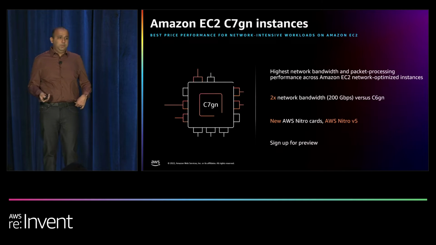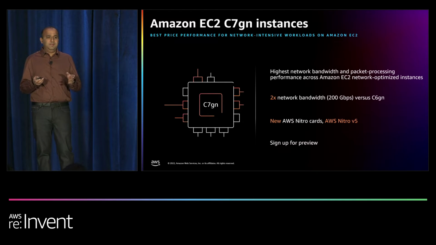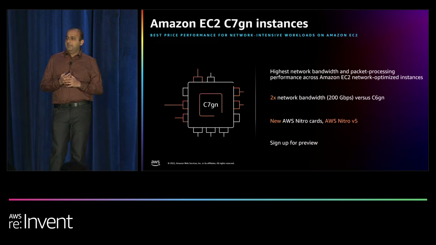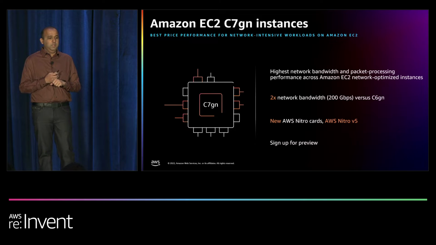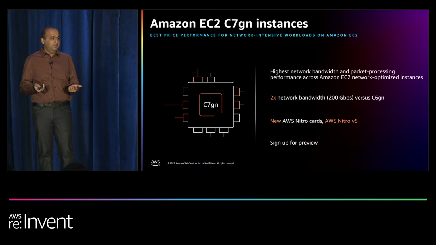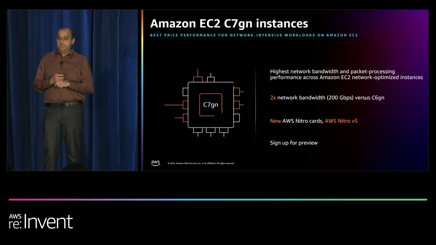Now that brings us to some of our newest innovations on Graviton and new EC2 instance types that we announced just a couple of days ago at re:Invent. First up is the C7GN EC2 instance. This is our newest network-optimized instance that delivers the best price performance for network-intensive workloads on EC2. A couple of key things to note on C7GN: it delivers the highest network bandwidth as well as the best packet processing performance across network instances, with up to 200 gigabits per second of networking.